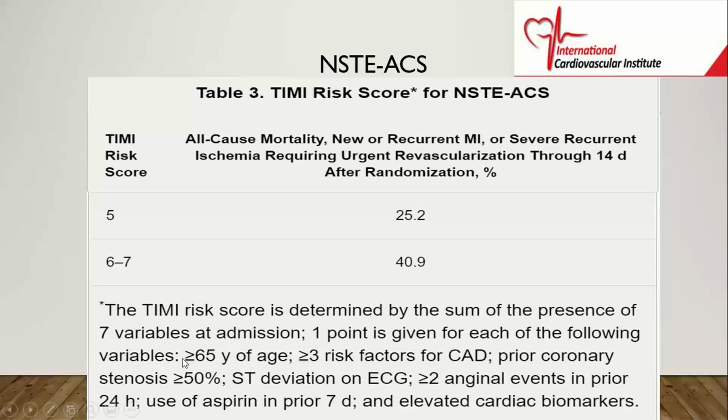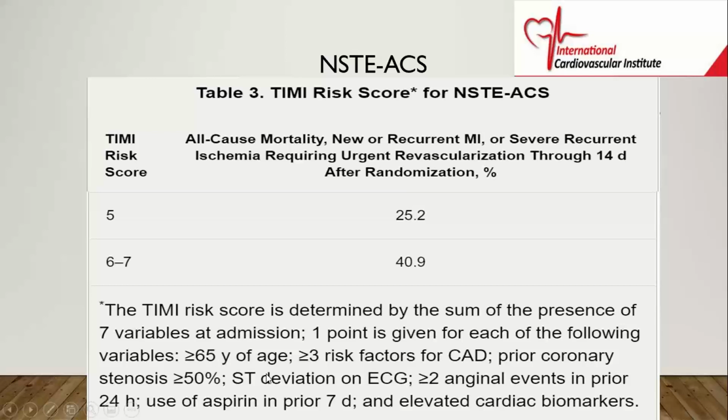And again, greater than 65, 1 point. 3 or more risk factors, 1 point. If the patient had a prior catheterization, which showed that one of the vessels has more than or equal to 50% stenosis, blockage, then they get 1 point.